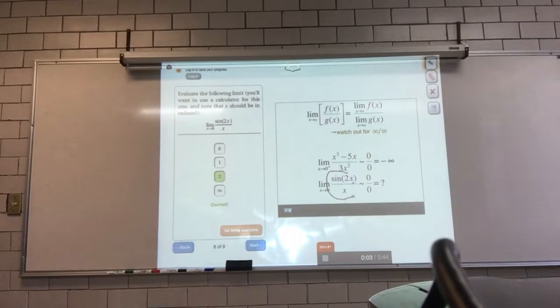Let's try plugging in some small values of x to this expression down here. Let's start with x equals 0.1. So we have sine of 2x, or sine of 0.2, divided by 0.1. If we plug that into our calculator using radian mode, we'll find that the answer is 1.99, which seems pretty close to 2. If we tried x equals 0.01, we would have gotten something even closer to 2, 1.9999, a bunch more nines. So it looks like this limit is approaching 2.